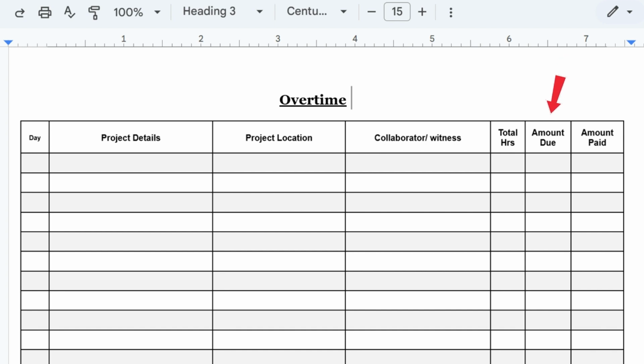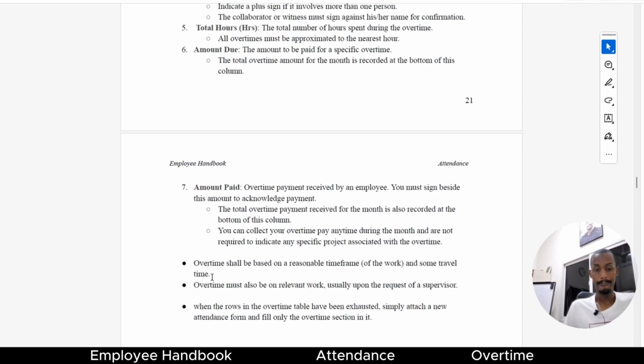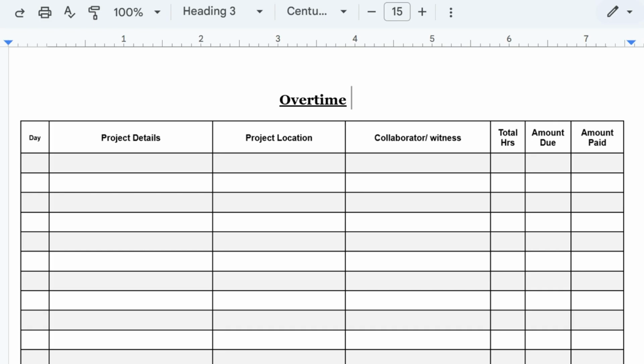Amount due. All right, the amount to be paid for a specific overtime. What is the amount due? It's the number of hours times 100. If you work for 2 hours, it's 2 hours times 100. As I told you, I'm planning to increase the overtime amount so that the taxes will not affect us. Amount paid. This is the amount you are paid.